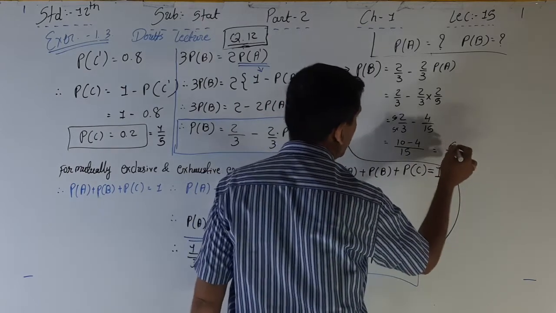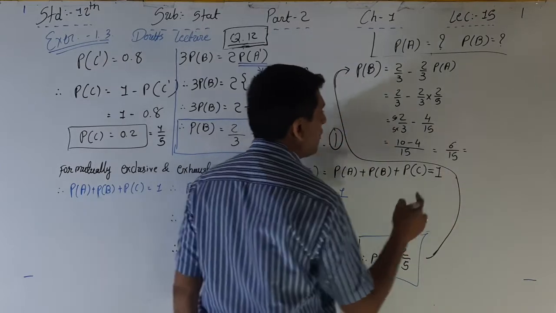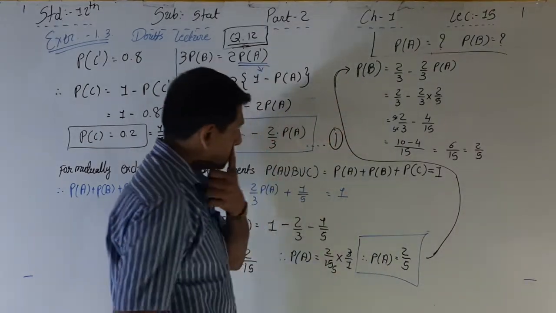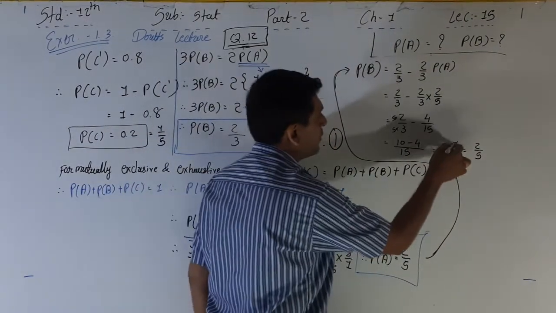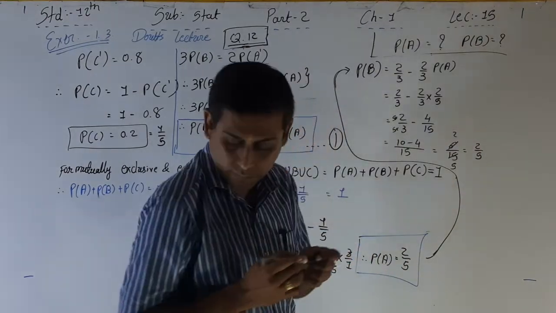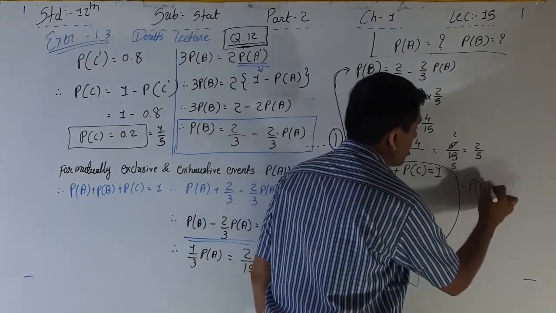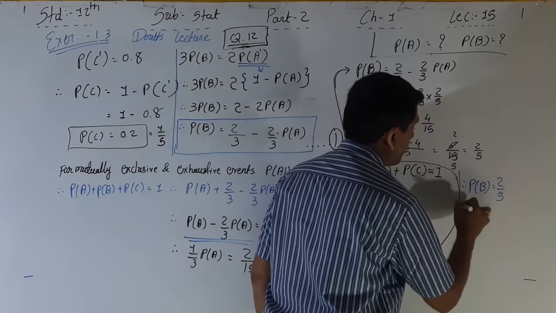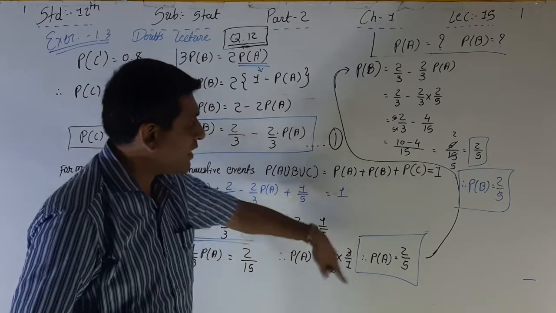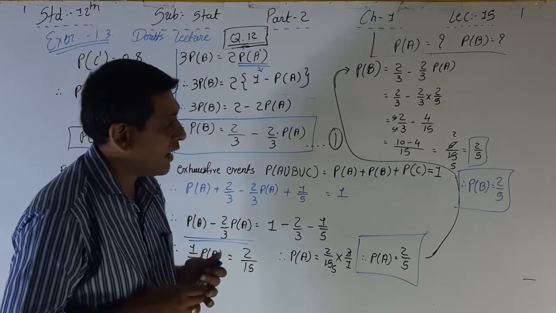Or you can say it is cancelled. We can take a common factor of 3 from this, that is 3 twos are 6 and 3 fives are 15. That's why 2/5 is the final answer. That means therefore P(B) is equal to 2/5. P(A) is equal to 2/5 as well as P(B) is equal to 2/5 is the final answer.